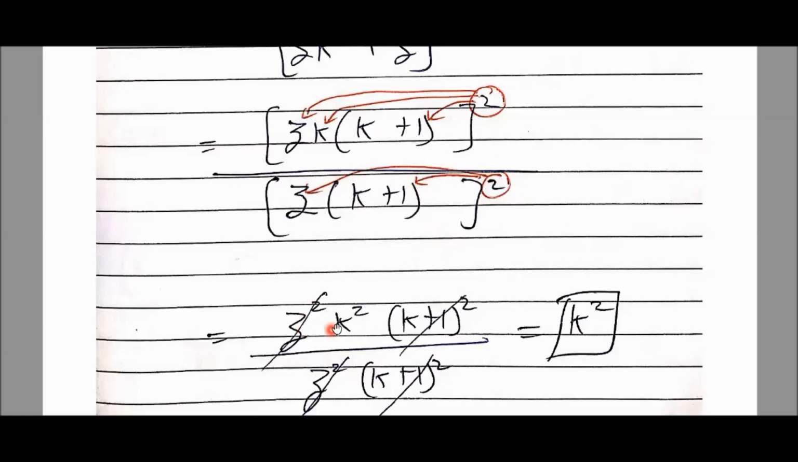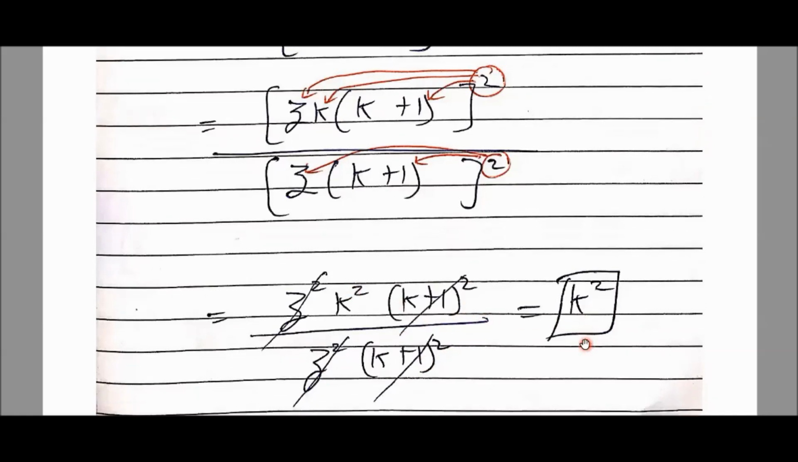So this becomes z square, k square, and k plus 1 the whole square. Z square, k plus 1 the whole square. Z square cancels. K plus 1 square the whole square, k plus 1 the whole square cancels. Only k square is remaining. This is our answer of left hand side.